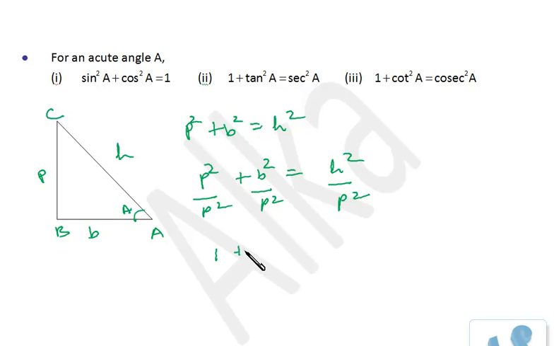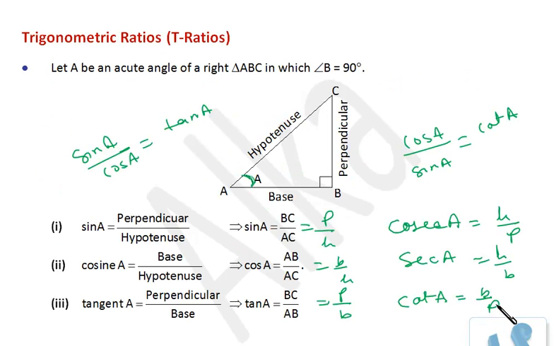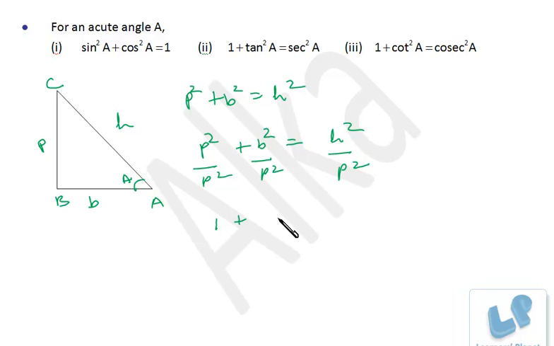Now p square by p square is 1, b square by p square, that is base by perpendicular. So that we have discussed. B by p is cot A, that means b square by p square will be cot square A. Similarly, h by p is cosec A, so h square by p square will be cosec square A. So I put the value of b square by p square and h square by p square. So 1 plus cot square A is equal to cosec square A. That is one relationship that we have derived from the basic Pythagoras theorem, right?